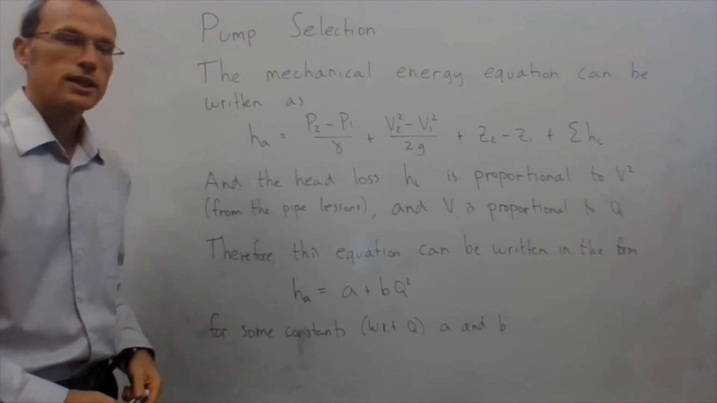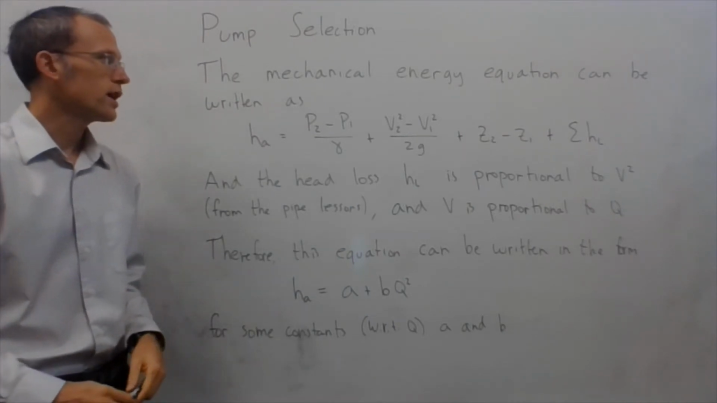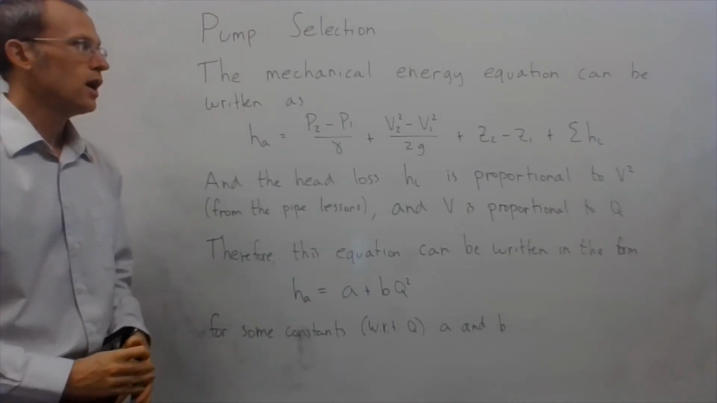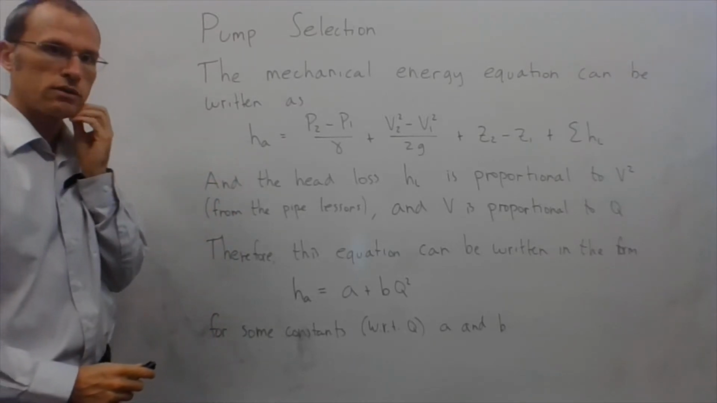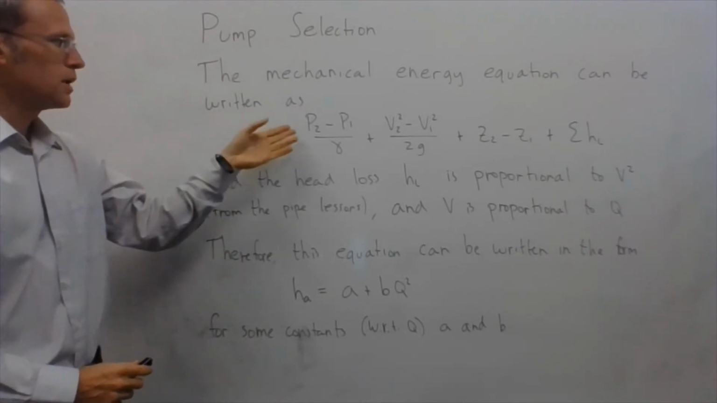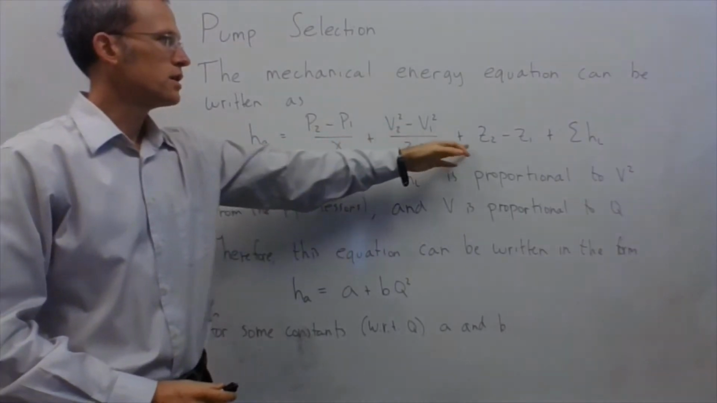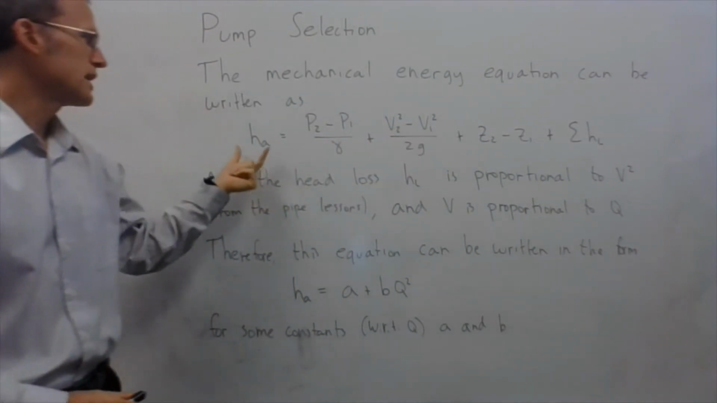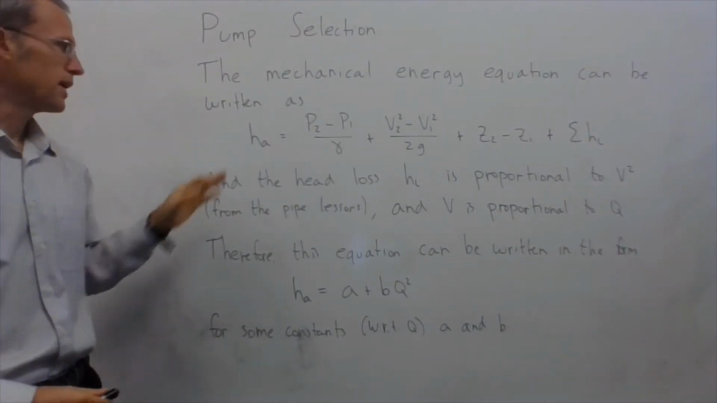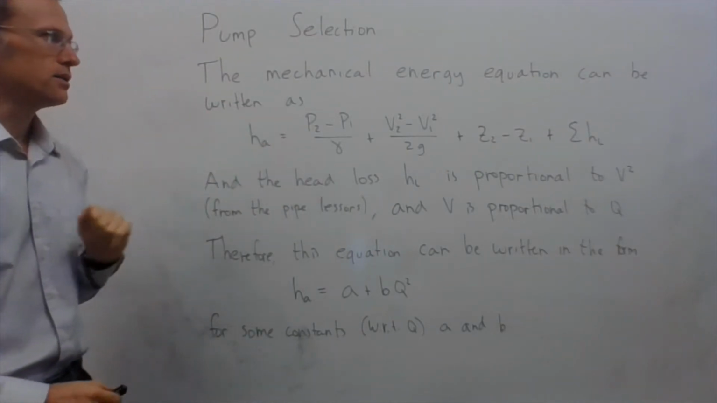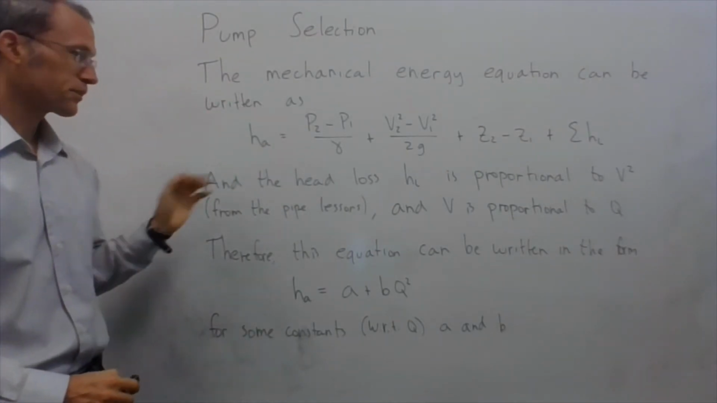So getting into pump selection, the first thing you want to realize is that I have a mechanical energy equation. Same thing we've always seen, the Bernoulli equation: P2 minus P1 over gamma, V2 squared minus V1 squared over 2g, Z2 minus Z1, plus the head losses. That is the pump power essentially. So my H added for my pump is equal to all that.